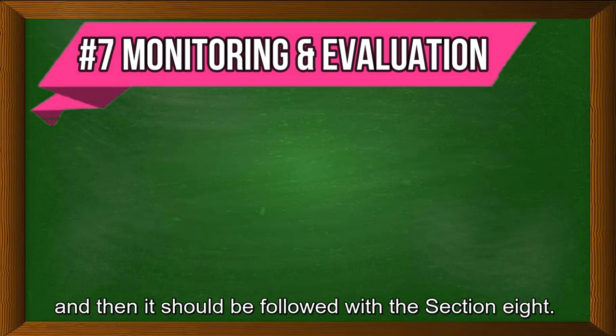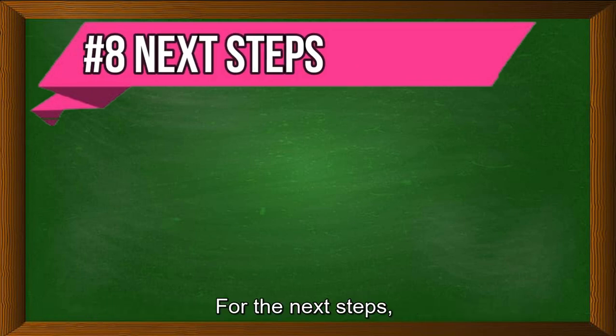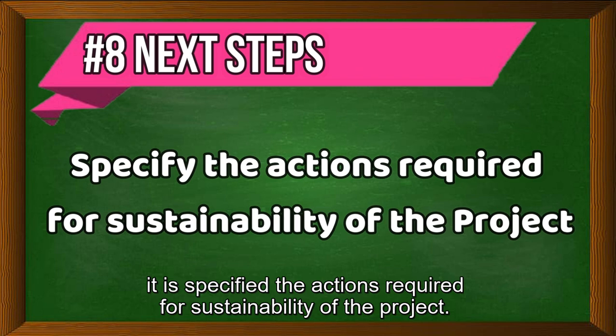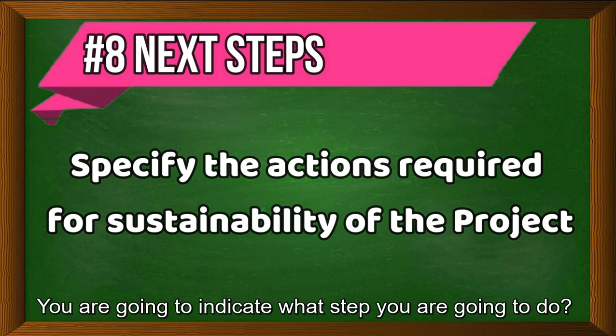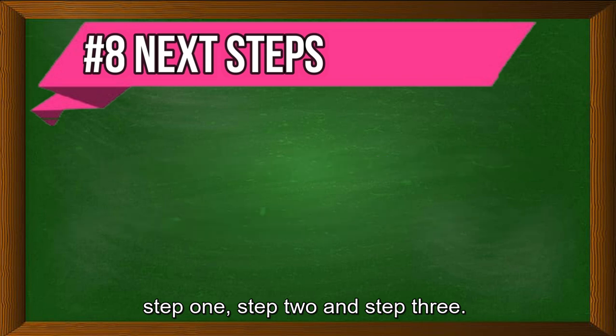And then it should be followed with section 8 for the next steps. It specifies the actions required for the sustainability of the project. You are going to indicate what steps you are going to do: step 1, step 2, and step 3.